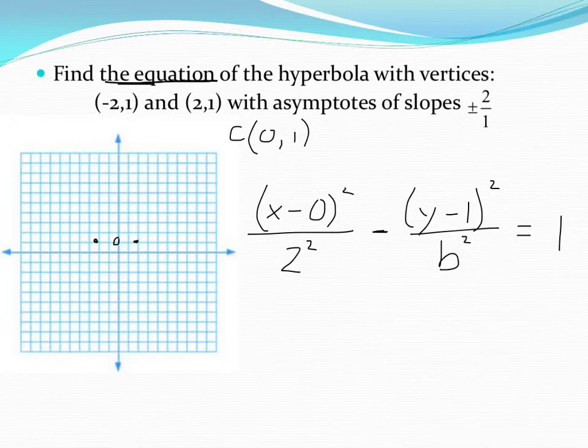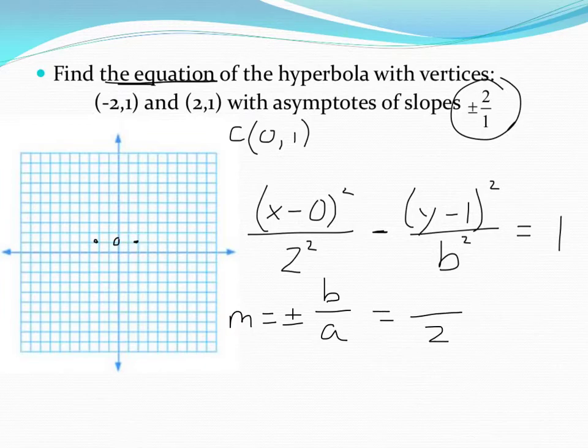But we do have some other information about this graph. We know that the slopes of the asymptotes are 2 over 1. So remember that the slopes of the asymptotes of a hyperbola are always positive negative b divided by a. We know that a in this case is 2, and we know that the slopes should be 2 over 1. So that means we're trying to find this b value only. We can cross multiply here to find b, and we find that b is equal to 4.